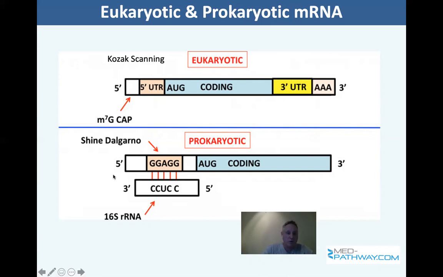In contrast, prokaryotes don't have the cap, do not have the 3' poly A tail, but what they do have are some sequences upstream of the initiating codon called Shine-Dalgarno, GGAGG, that's actually complementary to the 16S ribosomal RNA of the ribosome. And so that's how you recruit the ribosome.